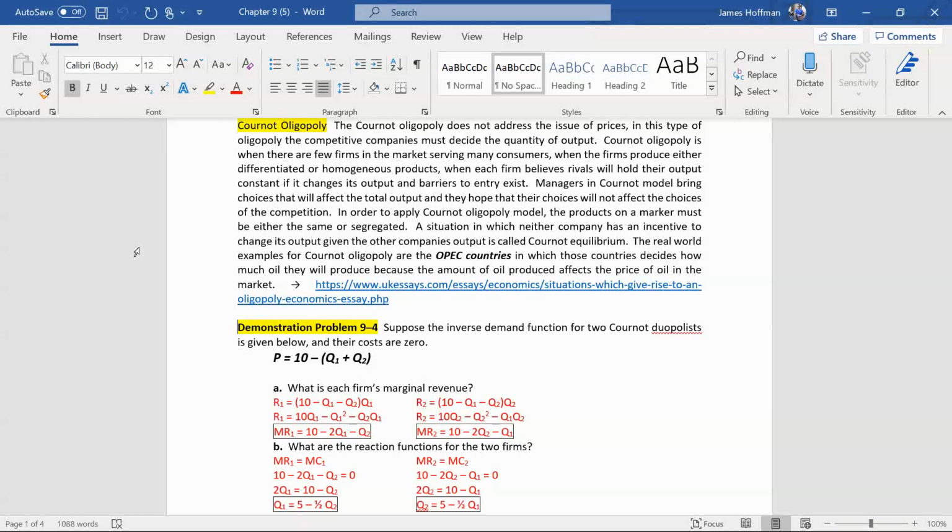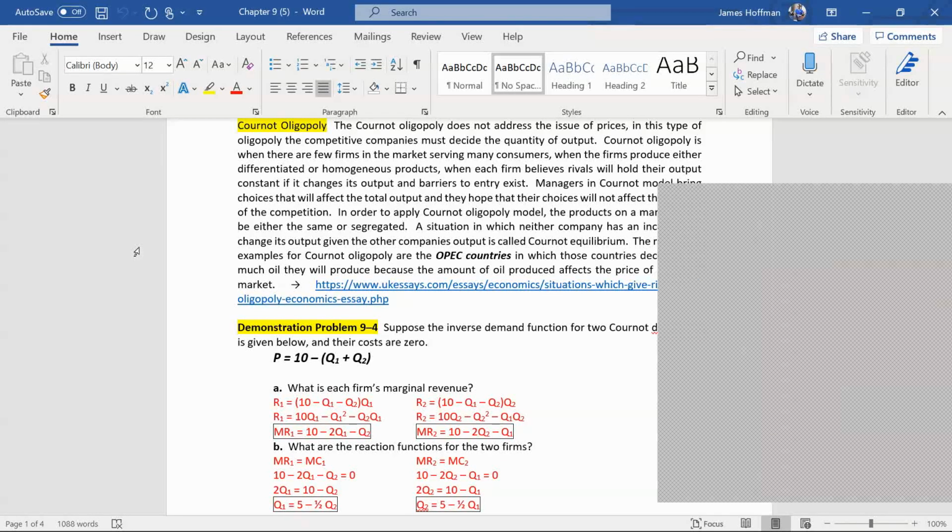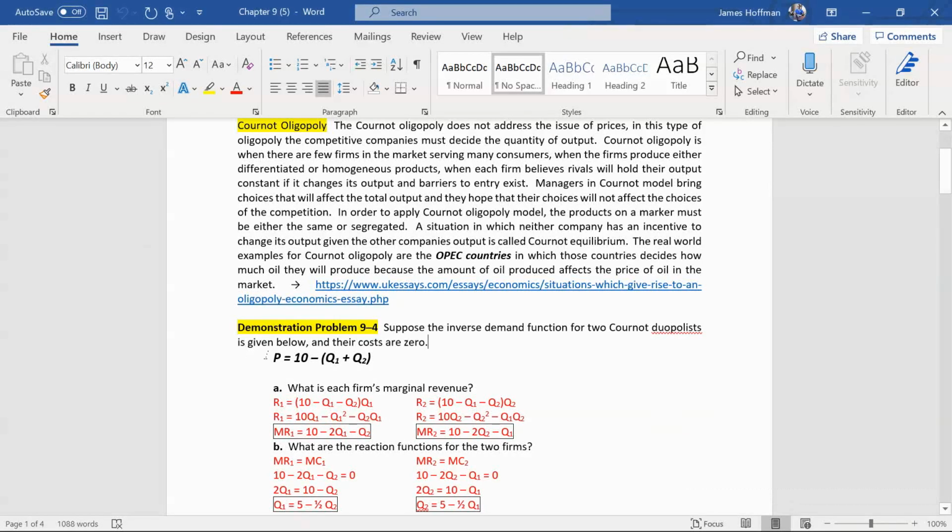Alright, suppose the inverse demand function for two Cournot duopolists is given below, and the costs are 0. So here we go. We've got two firms, firm 1 and firm 2. You can think of these as our continued example of Sony and Microsoft. So this is the demand function based on the two together. Price is 10 minus Q1 minus Q2.